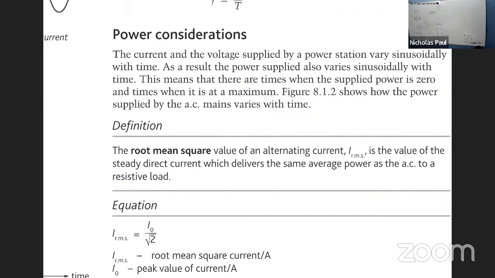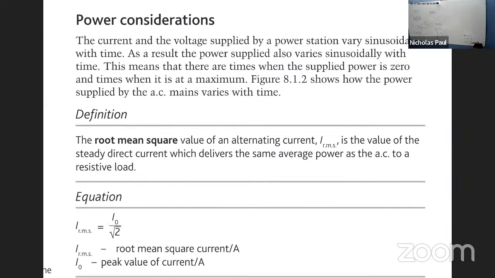So here's the little problem. The little problem is that alternating supplies are constantly changing. To perform a calculation, we need an equivalent. We need a DC equivalent of that AC value. And that equivalent is called root mean squared.